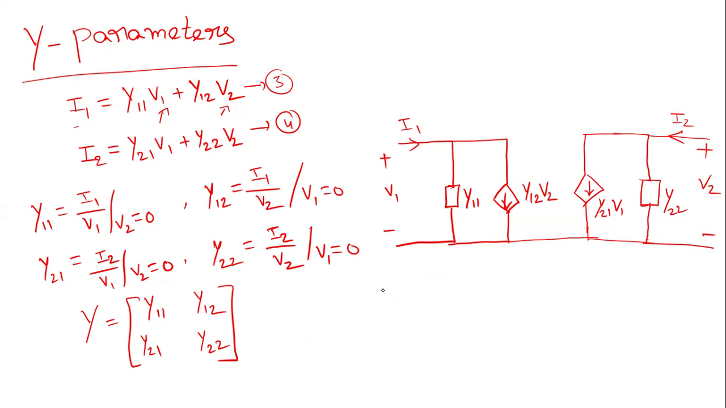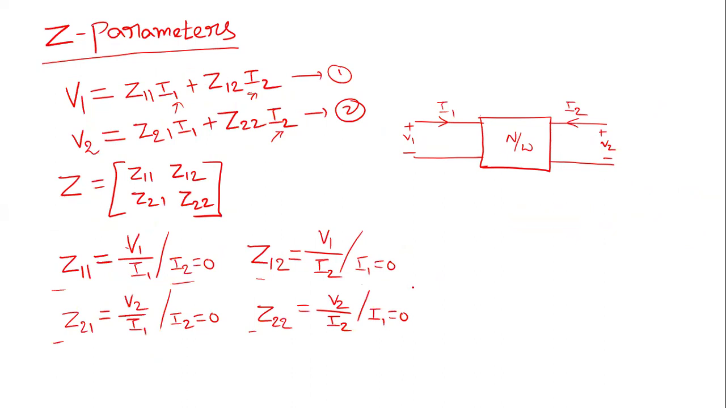Similarly, the Z parameters are represented by these equations. V1 equals, here is the impedance Z11. The entering current is I1. Z11 I1 plus the dependent source. This is a dependent voltage source.